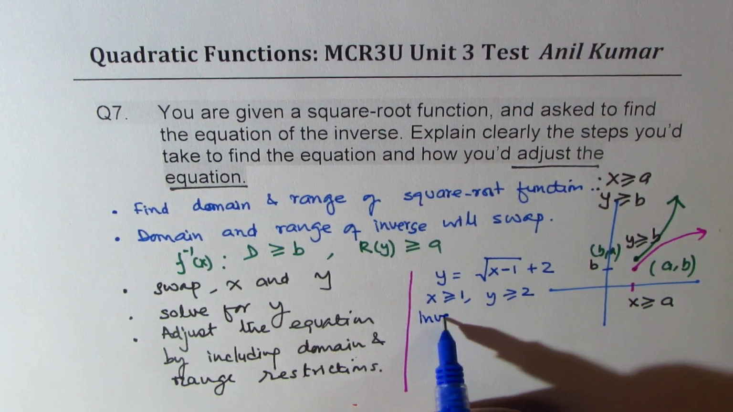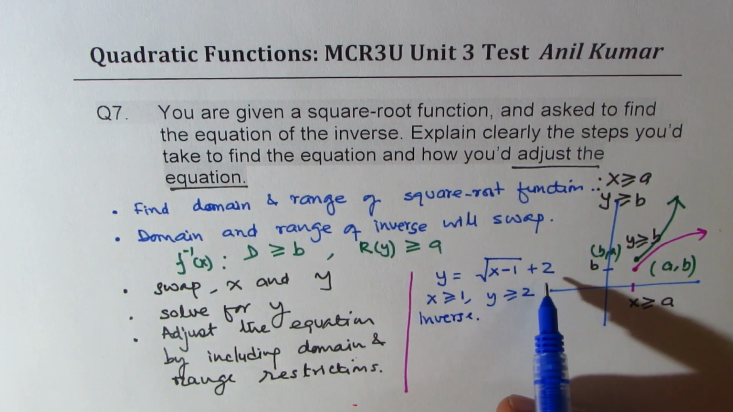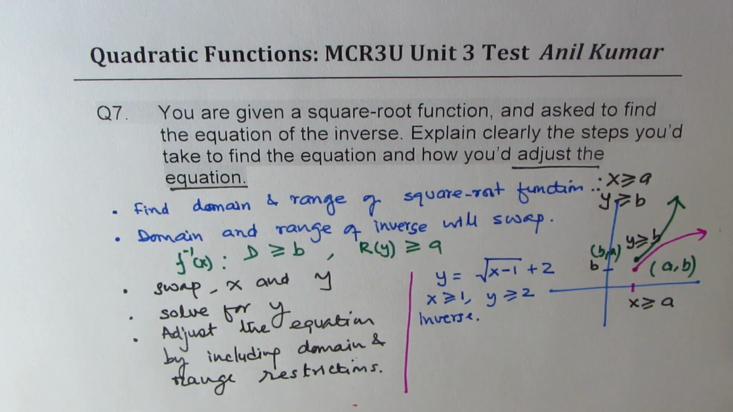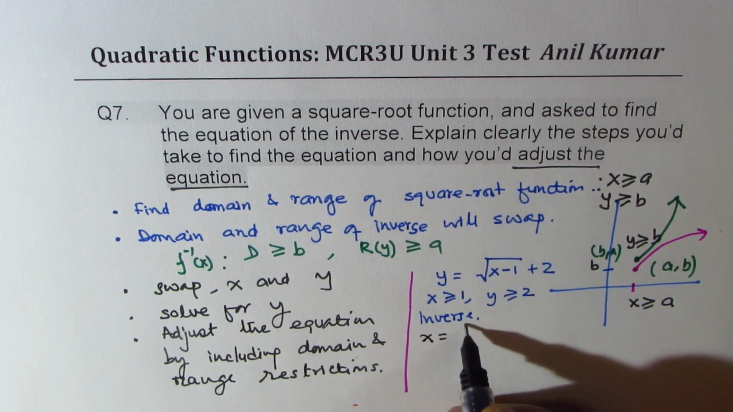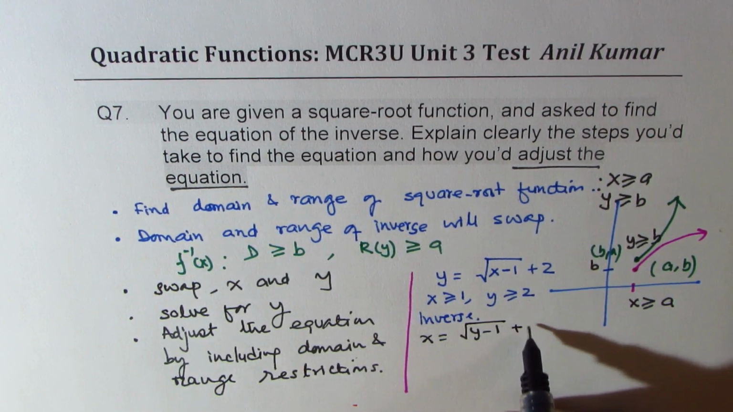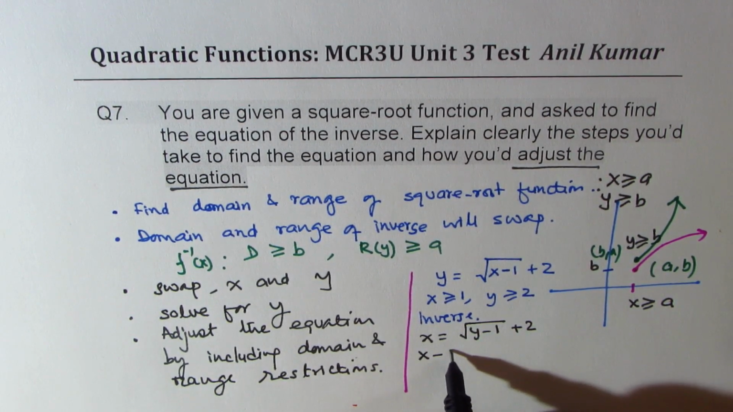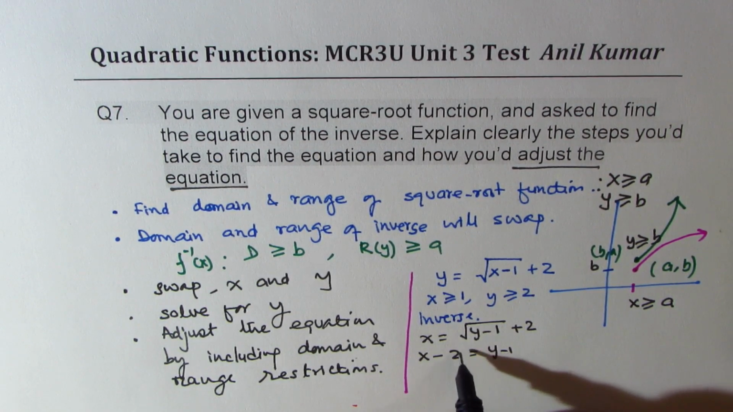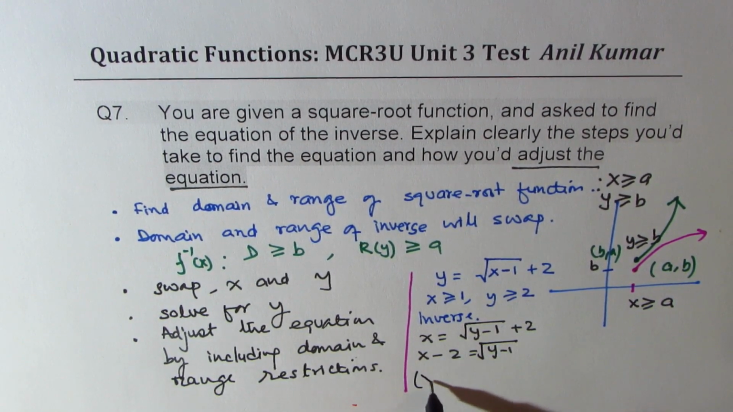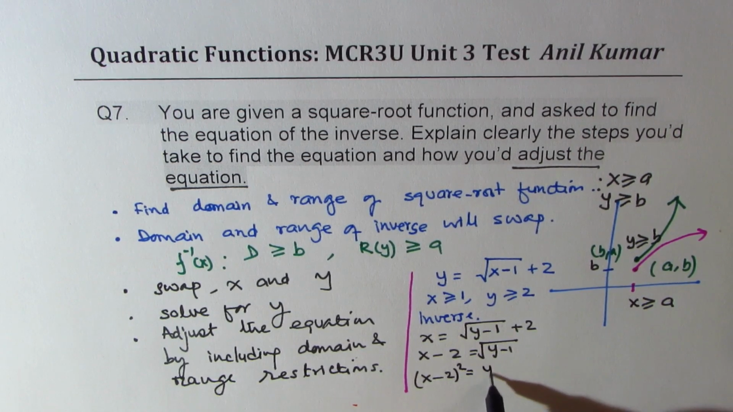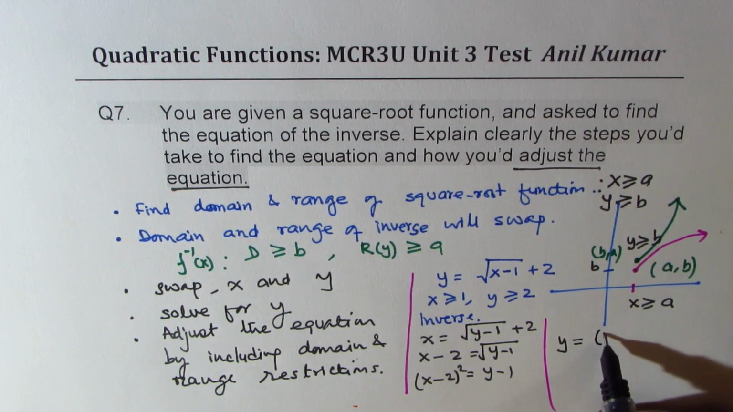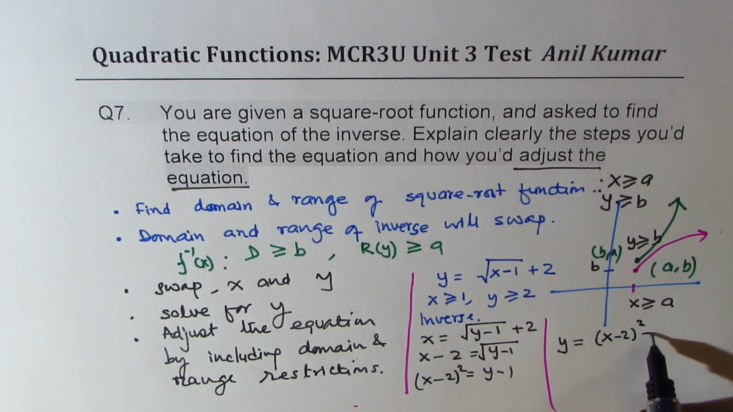For inverse, when we do the swap, it will be x equals square root of y minus 1 plus 2. So we get x minus 2 equals square root of y minus 1. Let me write it like this: then we have x minus 2 whole square equals y minus 1. And after this, when you rewrite, you will write y equals x minus 2 whole square plus 1.